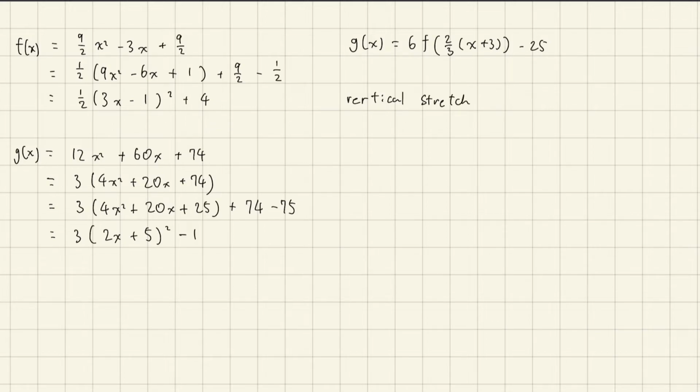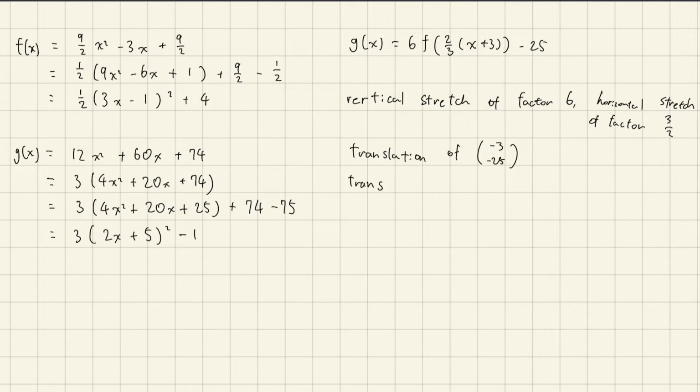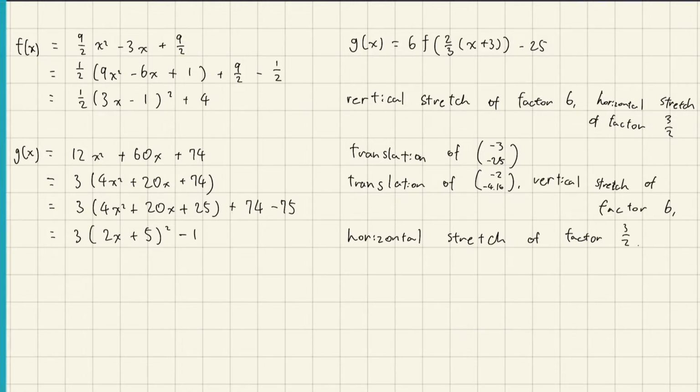This indicates a vertical stretch by a factor of 6 and a horizontal stretch by a factor of 3 over 2. The translation in this case will be negative 3 horizontally, or 3 units leftwards, and negative 25 vertically, or 25 units downwards. And there can also be a translation of negative 2 horizontally and negative 4.16 vertically with the same stretches.